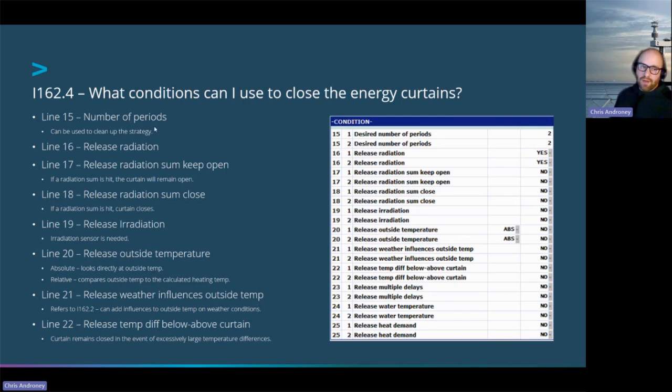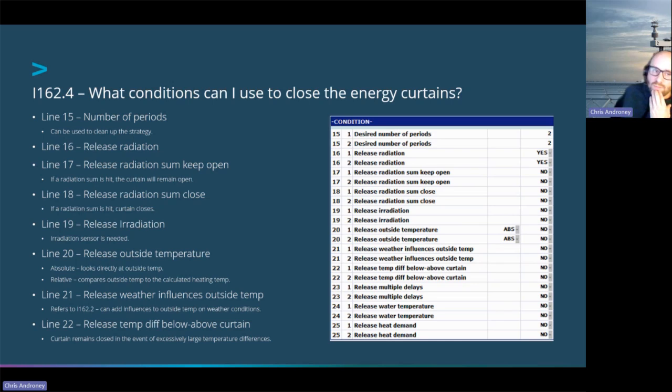What I mentioned before about the energy curtain program works a little bit differently as far as the strategies go. On line 15, you're able to choose the number of periods, which is very nice. So if you just want to have a simple daytime and a nighttime period, you can put 2 periods in there and it's going to clean it up a little bit. Line 16, you can use radiation. Line 17, you can use radiation sum.